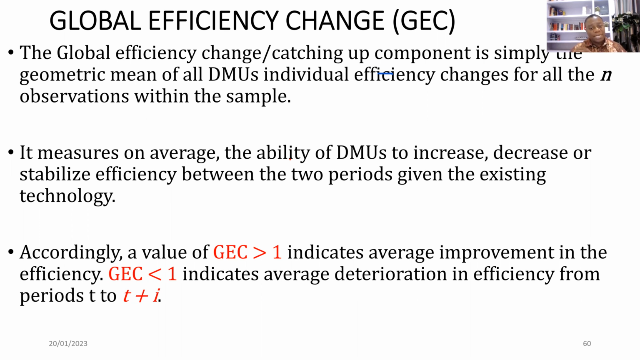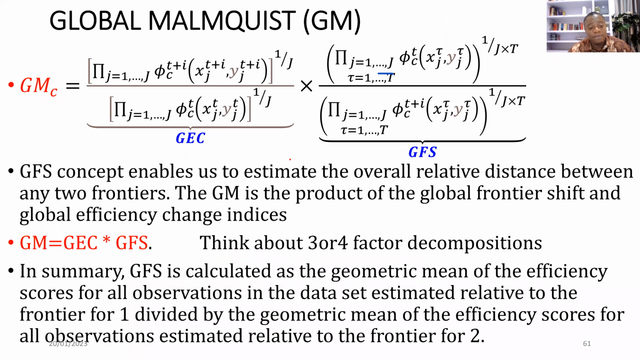Okay. So on average, the ability of the firms to raise, decrease, or stabilize the efficiency between the 2 time periods, given the technology, that is the efficiency change. The reason why we call it global is that you take the geometric mean of the score, and then you get one single figure, and that is the global. If you get a score greater than 1, it shows an improvement. If you get a score less than 1, it shows a decline in efficiency, on average, global efficiency. So now we can combine the 2 and have our global Malmquist.